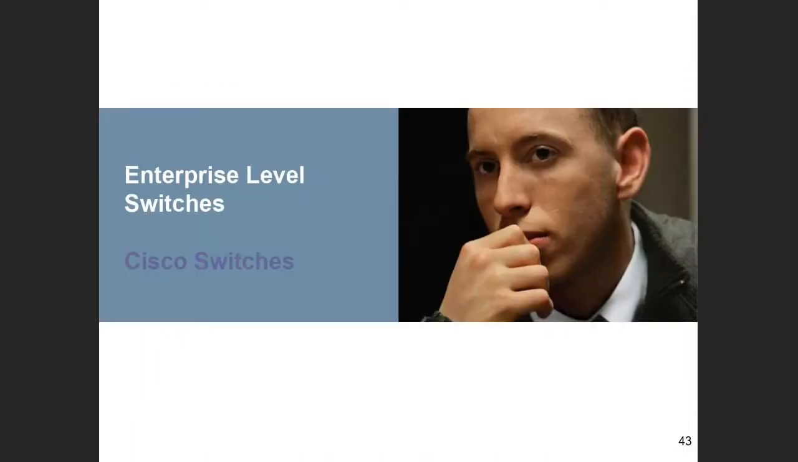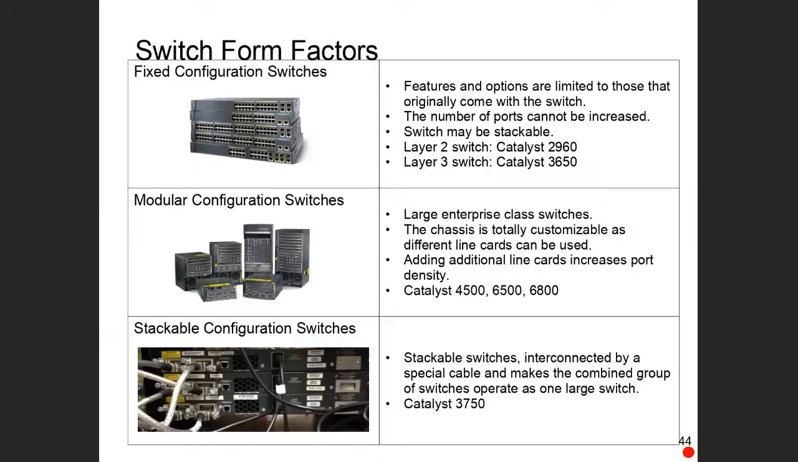Now let's look at some enterprise level switches, and then I'll do a little Packet Tracer stuff here. Our switches that we have are fixed configuration switches, like 2960 switches. They cost about $500 a piece for a 24 port model. If you wanted a 48 port model, it'd be more like $1,000 a piece. They're fixed because I can't add any more ports to them. We're stuck with whatever features came with the switch when it was manufactured.